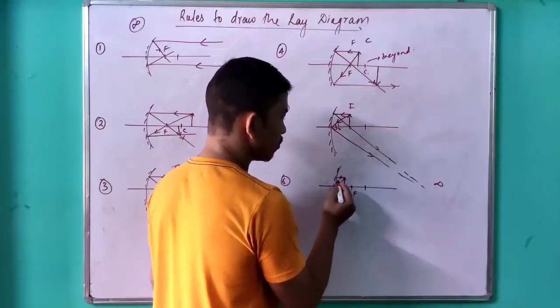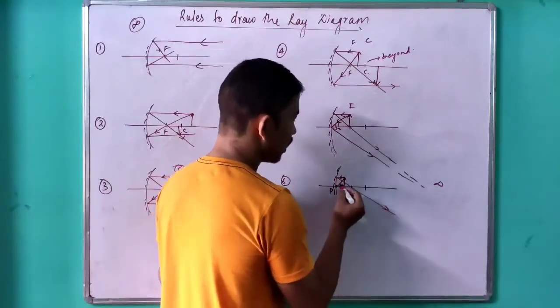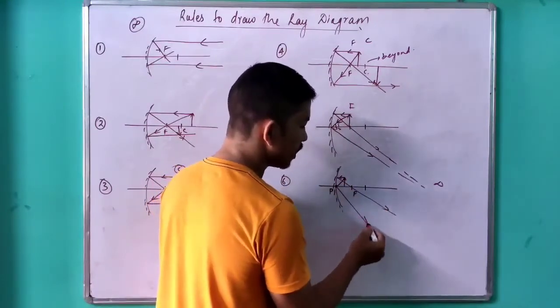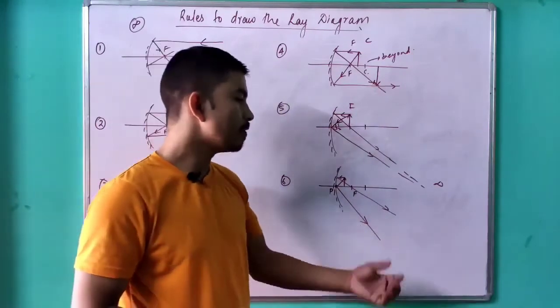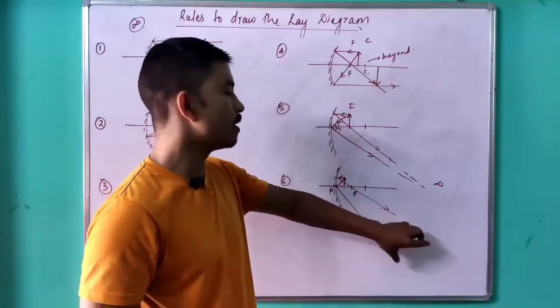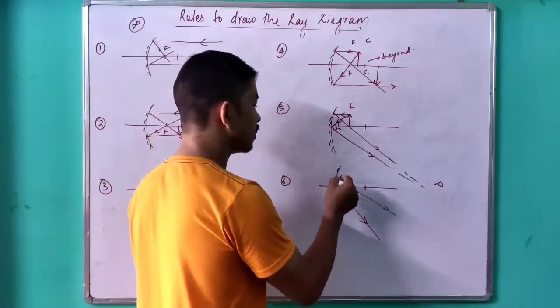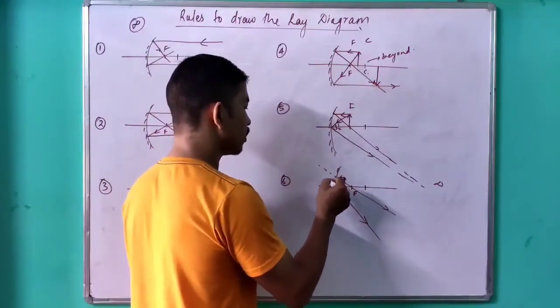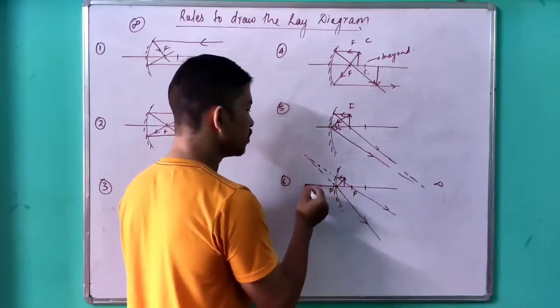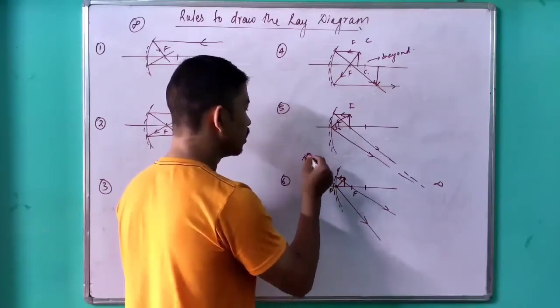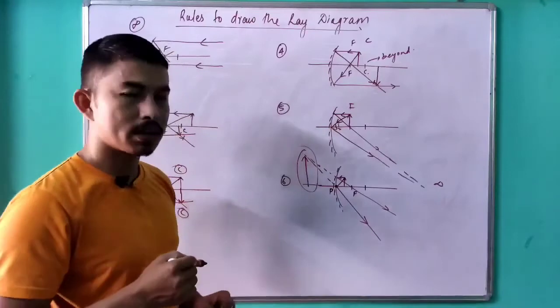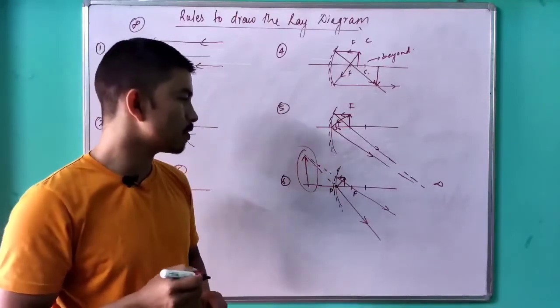The parallel one will pass through the focus, and the one at the pole will get reflected. So we see that this is a diverging ray. In case of a diverging ray, they will never meet at any point. So the image is obtained by extending the reflected rays backward. This is the only case when we obtain an erect image by a concave mirror, and the image is a virtual image.